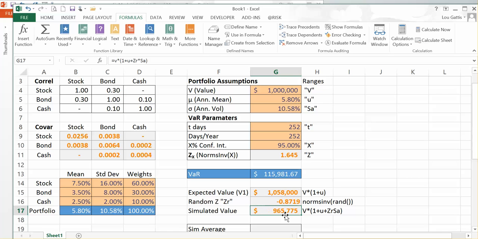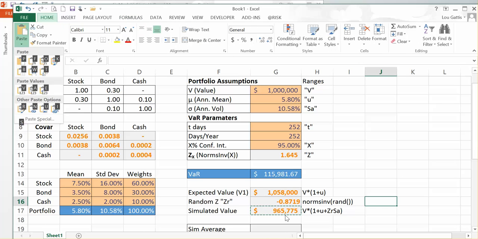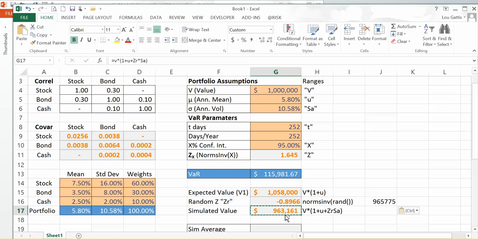Now if I were to take this value and copy it every time, paste special, copying values, and calculate, say, 1,000,000 of those values, or maybe 10,000 or 5,000 of them, I can then look at the mean. It should turn out to be pretty close to 1,058, but I can say look at the 5% worst case. Take the difference between our current portfolio value and the 5% worst simulated value, and that would be a VaR.